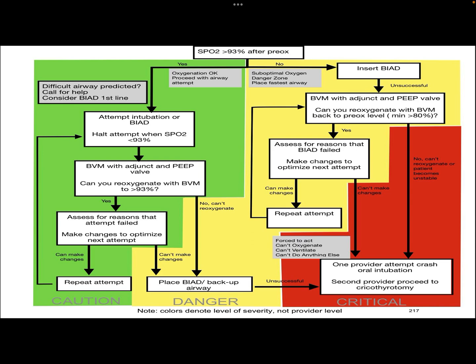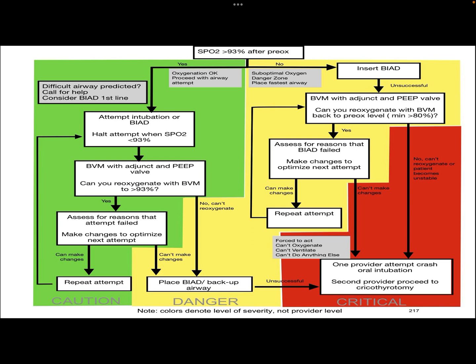All right, so if you could not reoxygenate your patient to 93%, you go down from where the green meets the middle, and it says no, can't reoxygenate. Place BIAD or backup airway. And same thing over here, assess for reasons that the attempt failed, and if you can't make changes, then you just go ahead and place a BIAD.